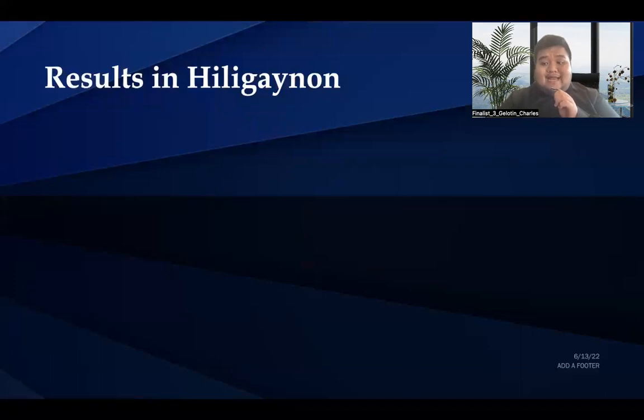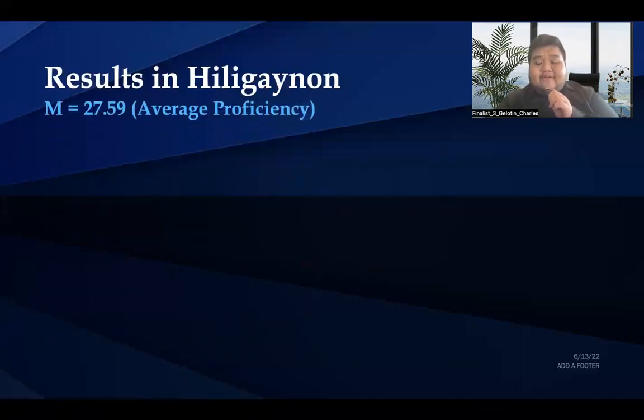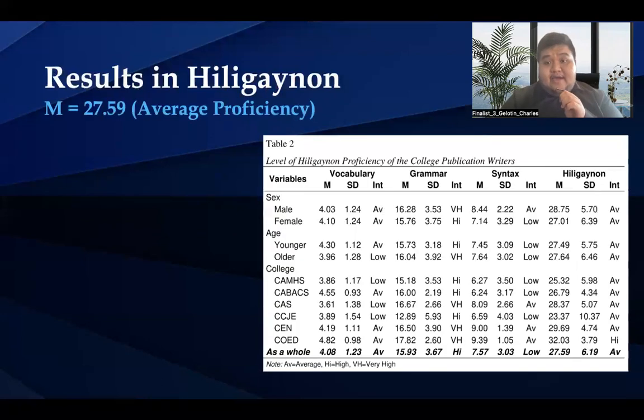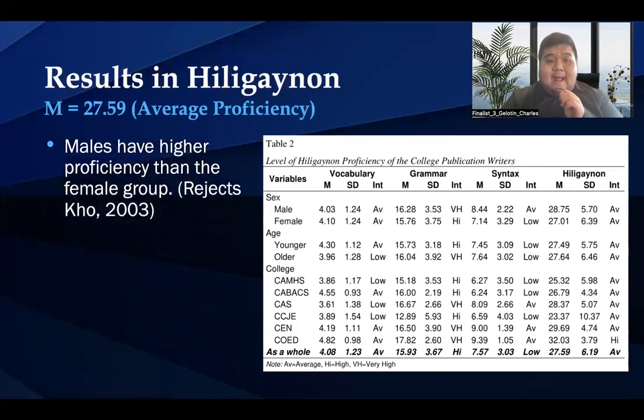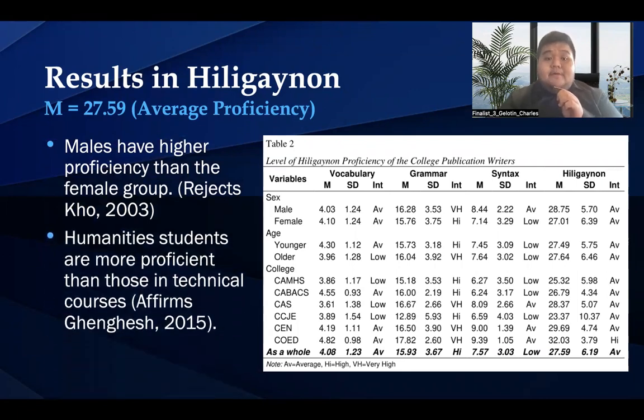Now, for the results in Hiligaynon. With a mean of 27.59, our respondents garnered an overall average proficiency. Significant takeaways from this result are as follows. Males have higher proficiency than the female group. Second, humanities students are more proficient than those in technical courses. Humanities students include those from the College of Arts and Sciences and College of Education, while technical courses include those from the College of Engineering and College of Allied Medical Health Sciences.